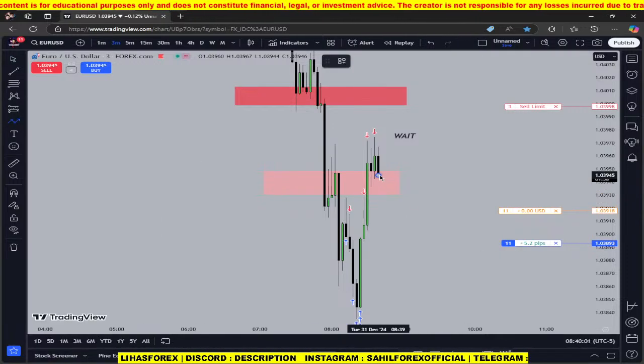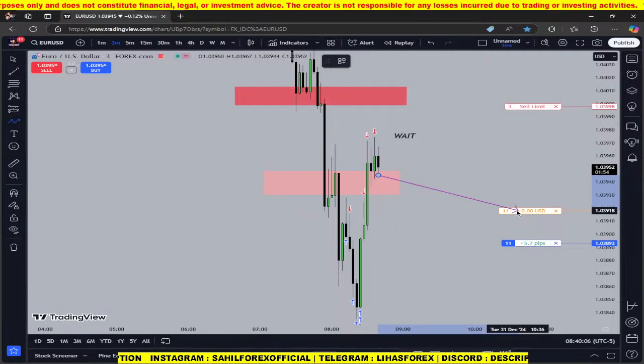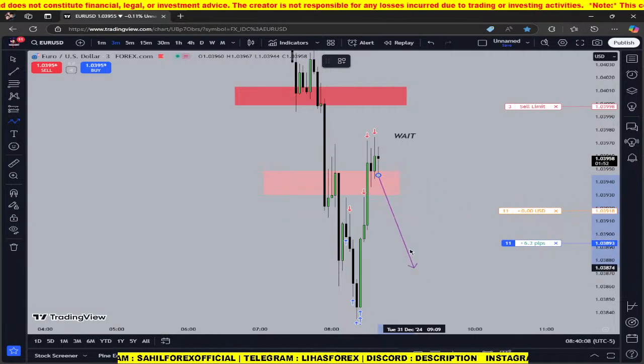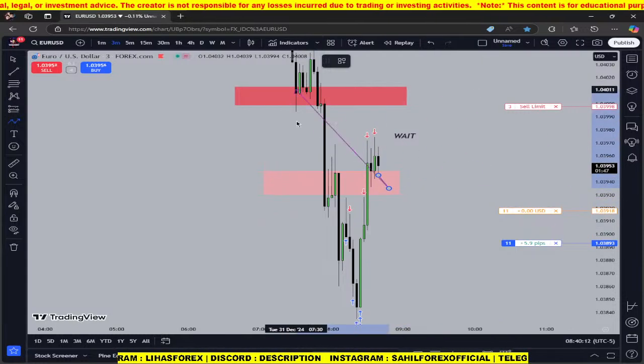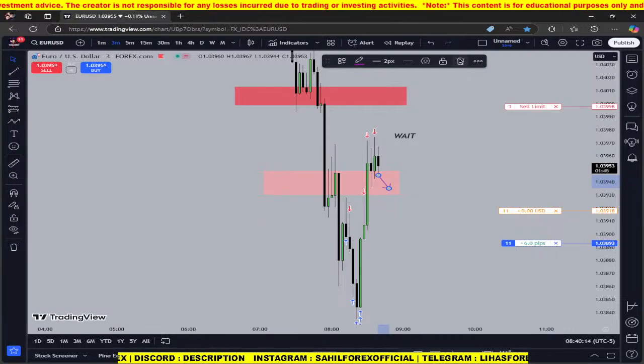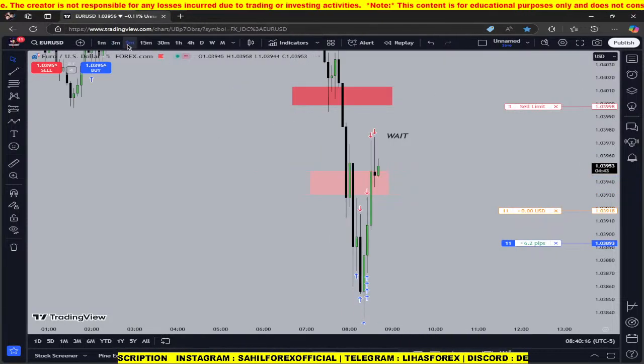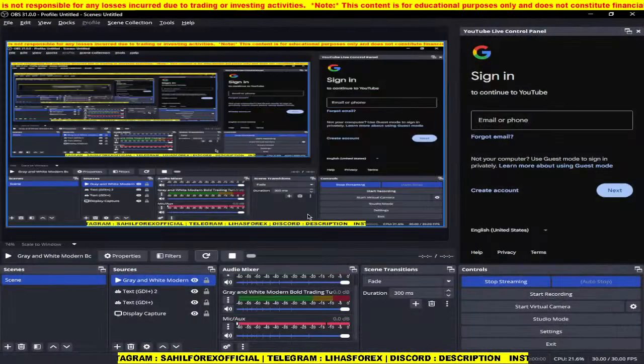Probably two things can happen. Immediately go down, close this gap. That's a sign that it will attack this stop loss and move downwards. The second thing is that it will just use it as a stepping stone to attack this area. That's what I'm expecting. Just see this sign over here.